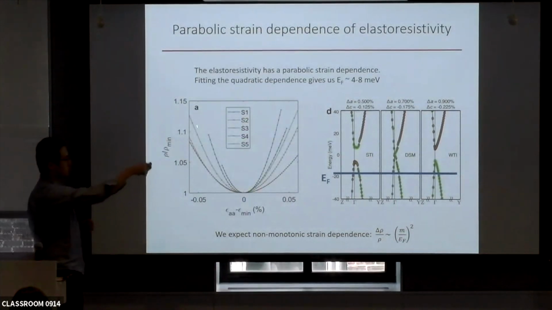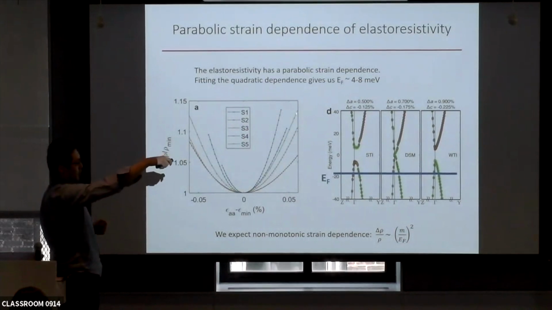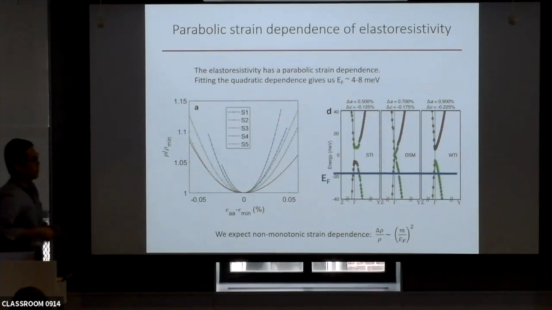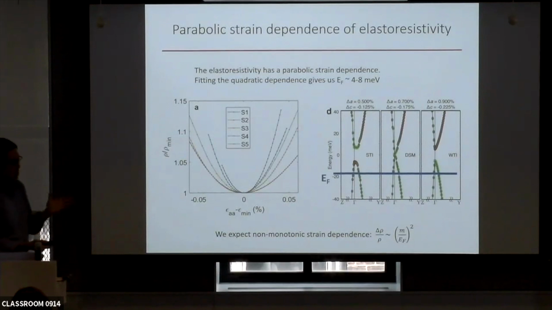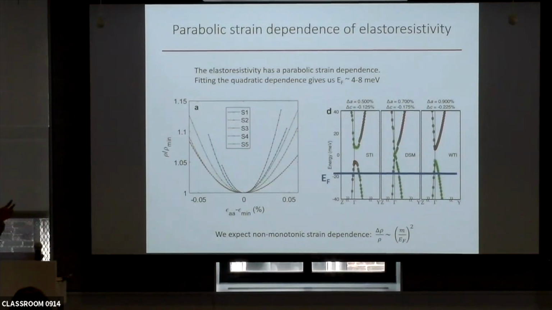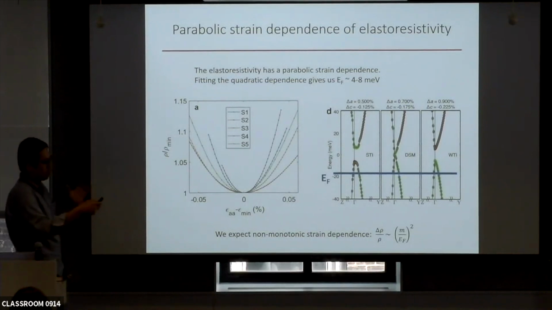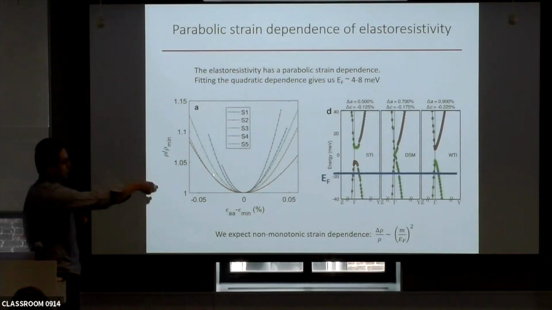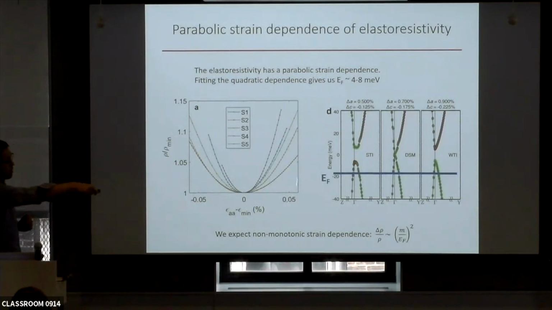We see that the resistance follows a parabolic dependence as a function of strain. And this is actually quite striking, because for most semiconductors, when you apply strain, you will usually see a linear response. It's very unusual to see such a non-monotonic, strong response.